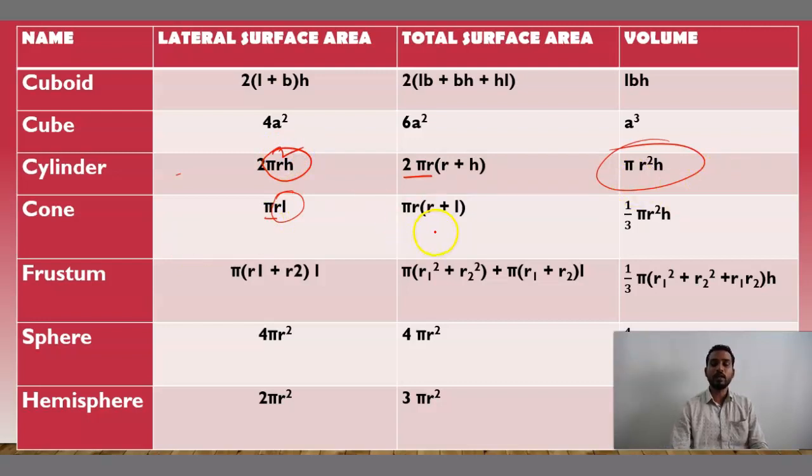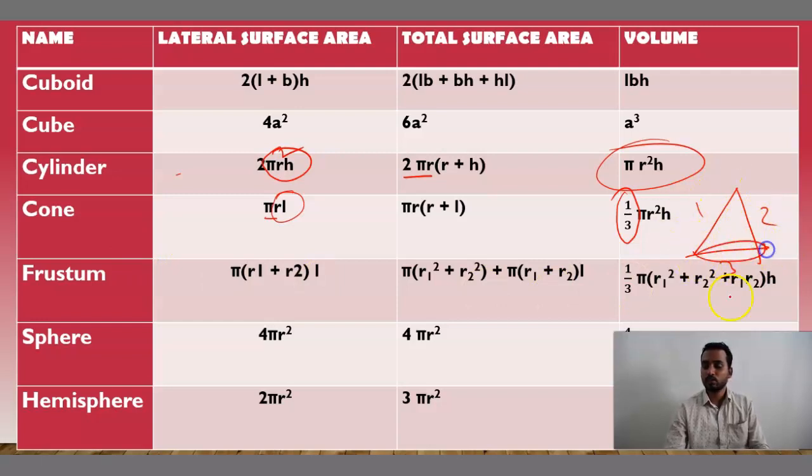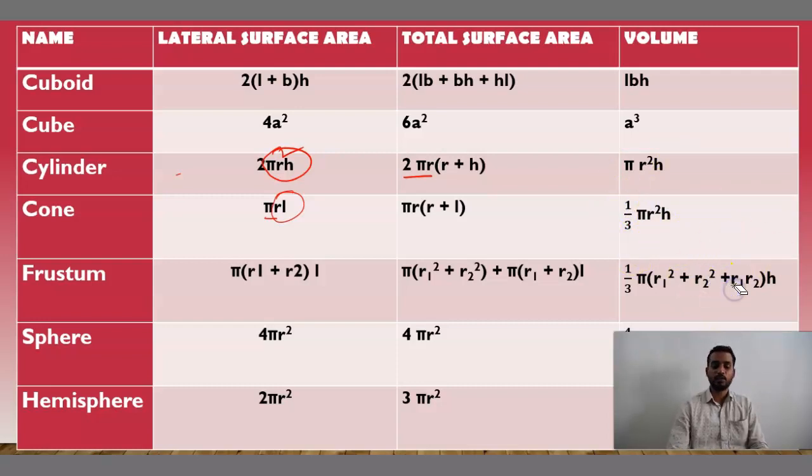Cone: pi r l, pi r into r plus l. But for the cone's volume we have to use 1 by 3. Okay, cone is nothing but the shape of a triangle, right? So this is the shape of a cone. 1 by 3 pi r square h.